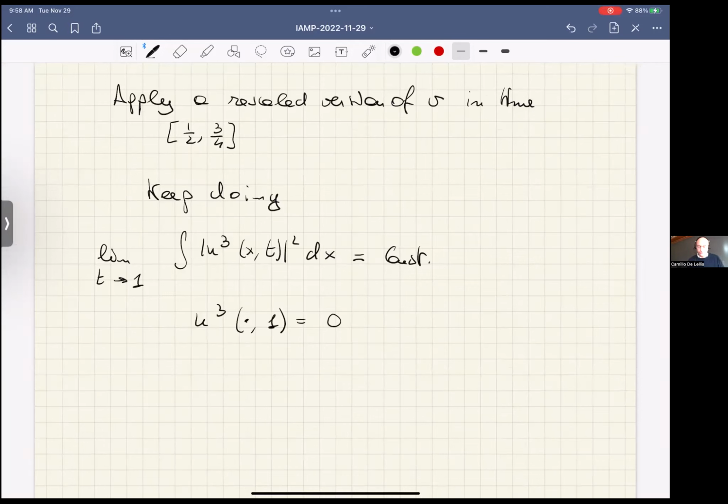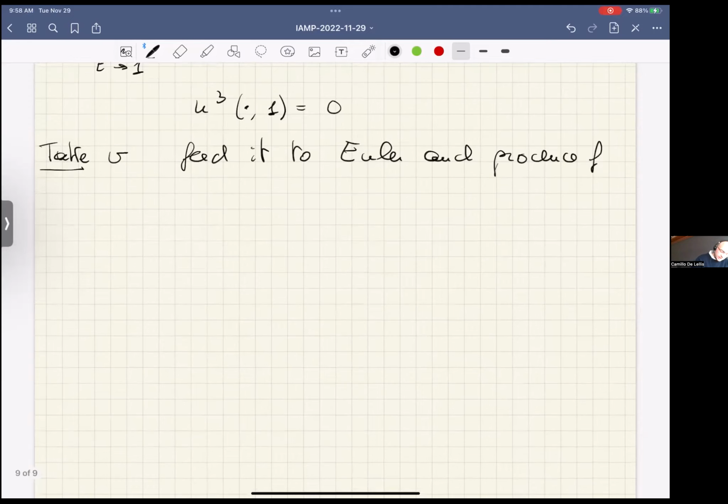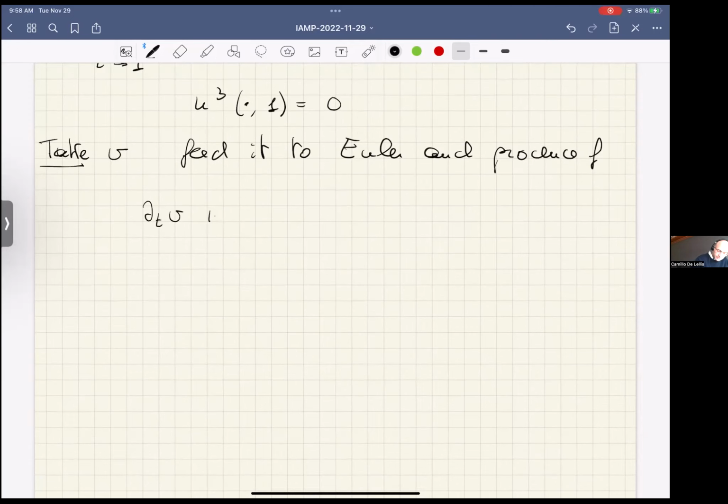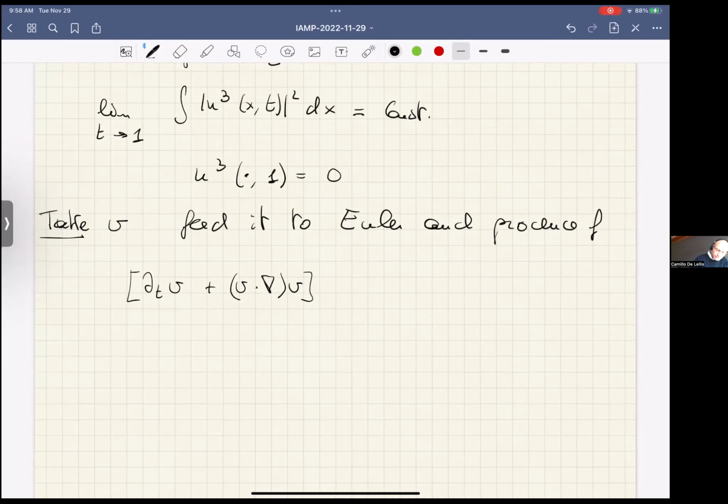Okay, and now what do I want to do? Well, now I want to do something very, very silly. So now take V, feed it to Euler, and produce a force. Okay, so when I take V, essentially I just have dtV plus V dot grad V. I have to take, say, the Leray projector of this so that I take away the gradient. And this is my force.